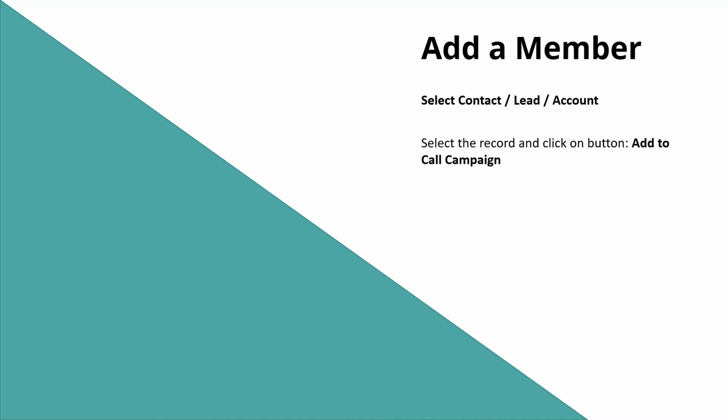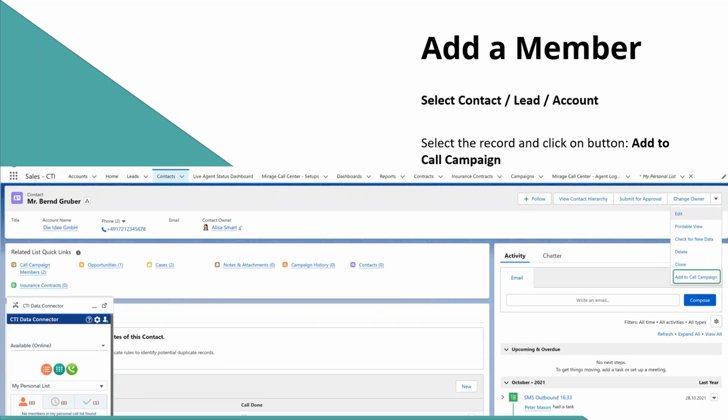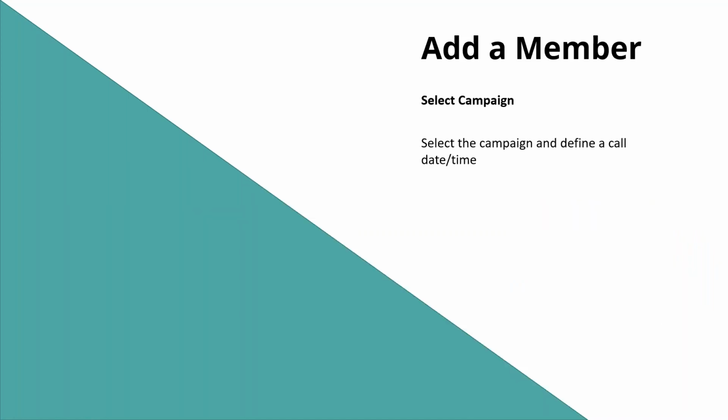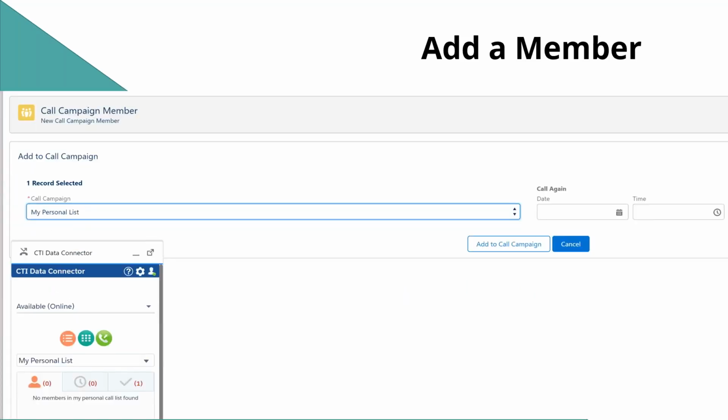Okay, adding a member. You can select a contact, lead, or account in Salesforce, and then after activating the function of the Power Dialer, you will have a section add to call campaign. This is here in the screenshot. In the right corner, I can define to add the contact into the call campaign. And then I can select the campaign and also define a specific date or time if needed.